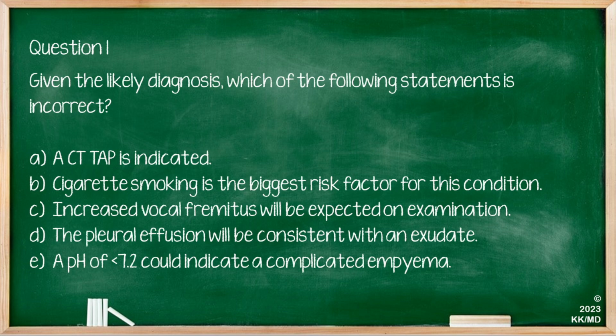A, a CT tap is indicated. B, cigarette smoking is the biggest risk factor for this condition. C, increased vocal fremitus will be expected on examination. D, the pleural effusion will be consistent with an exudate. E, a pH of less than 7.2 could indicate a complicated empyema. So to answer this question, let's just revisit the vignette again.